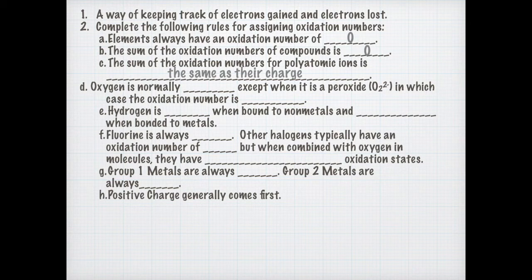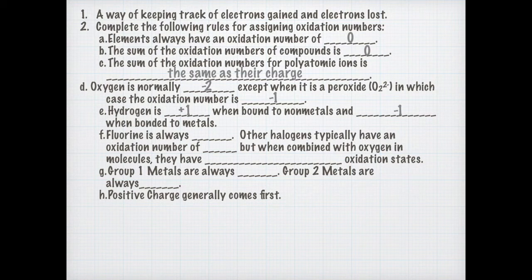All right? Oxygen normally has a -2 oxidation number, just like its charge, except when it's peroxide. Okay? If it exists as O2 in a compound, its oxidation number is going to be -1. All right? When hydrogen is bound to nonmetals, remember nonmetals have a negative charge, hydrogen is going to have a +1 charge. When it's bound to metals, which have a positive charge, it's going to have a -1 charge.